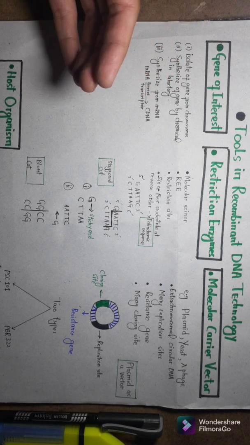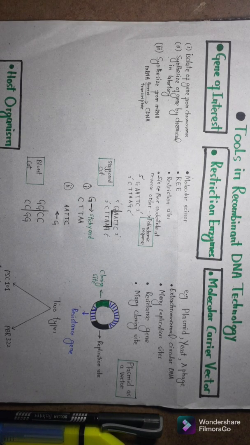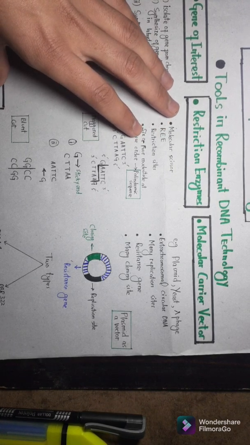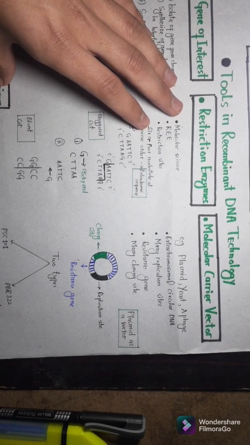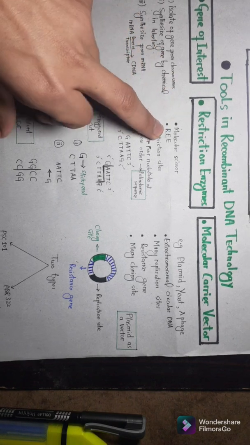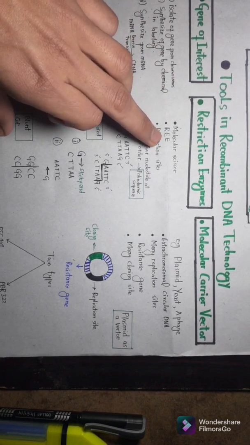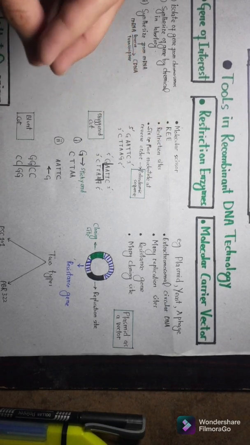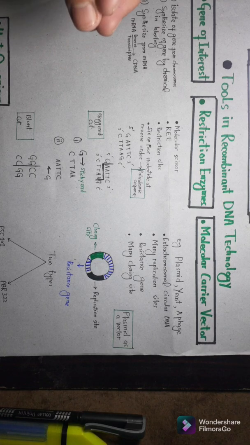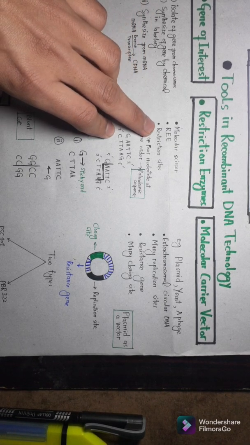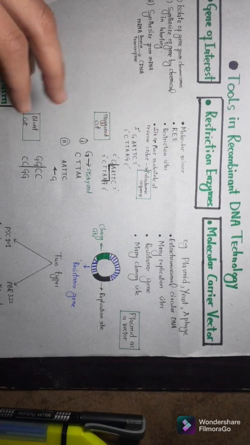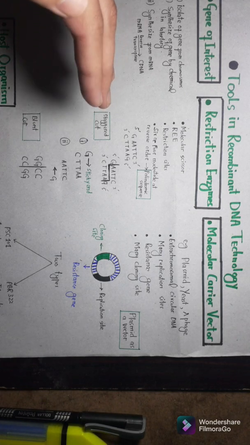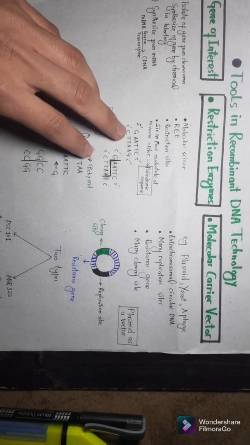So the gene of interest is one in which we can isolate a gene from a chromosome. The second tool in recombinant DNA technology is the restriction enzyme. There is an enzyme which is known as restriction endonuclease enzyme. This is the molecular scissor which can cut the DNA at a specific site, which is known as a restriction site. Six or four nucleotides are arranged in a reverse order in a DNA, and this is known as a palindromic sequence.